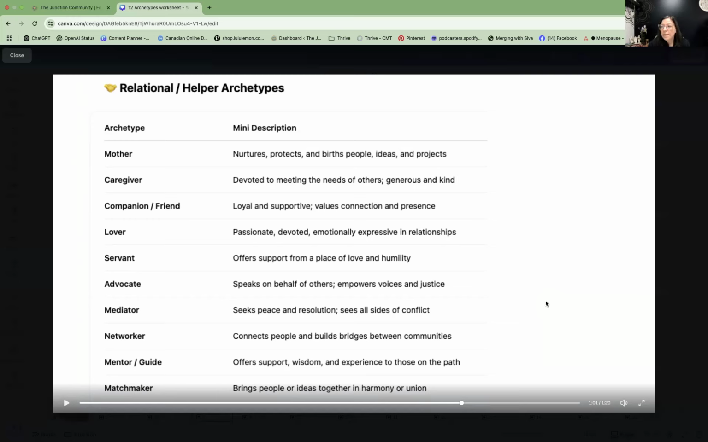Advocate, speaks on behalf of others, empowers voices and justice. Mediator, seeks peace and resolution, sees all sides of conflict. Networker, connects people and builds bridges between communities. Mentor slash guide, offers support, wisdom, and experience to those on the path. Matchmaker, brings people or ideas together in harmony or union. So those are the different archetypes.